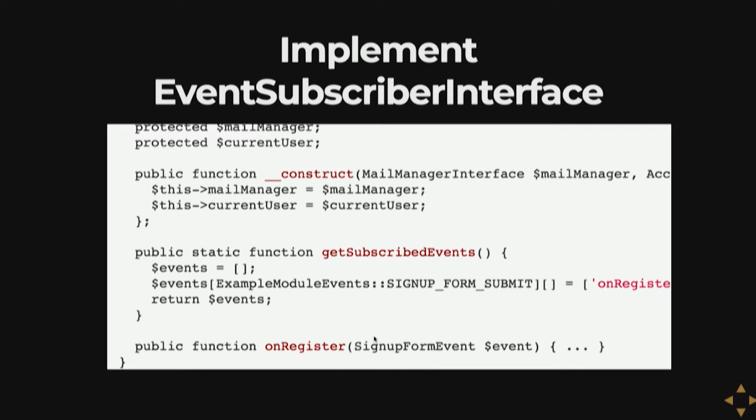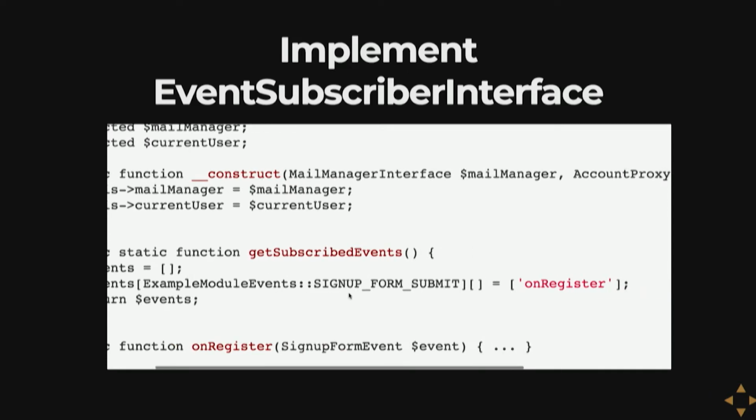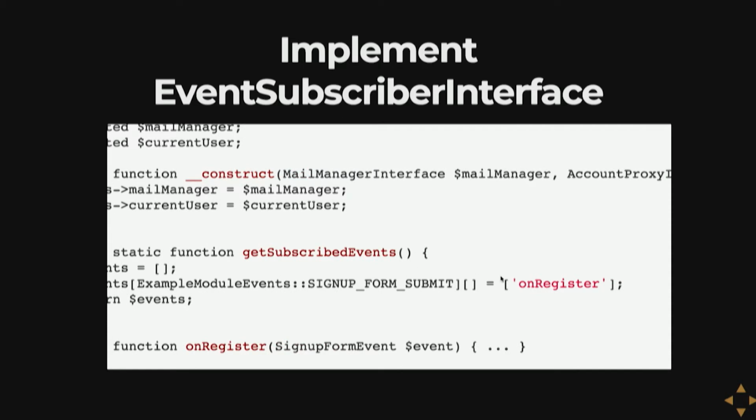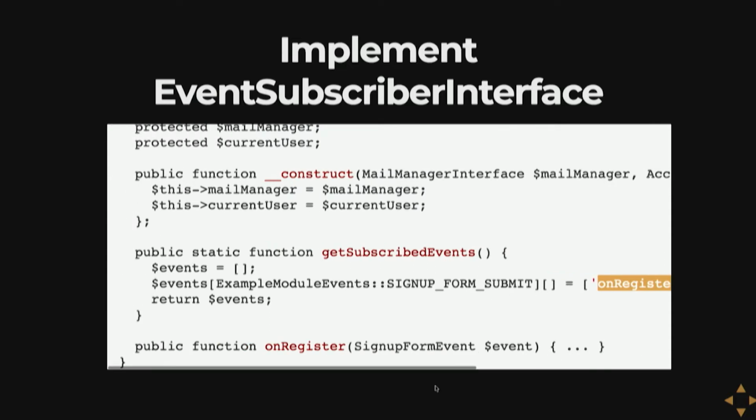So what we do is we return an array keyed by the event name. So this is the constant that we created before, and we're just going to pass an array of arrays, of a method name. So this is going to be used as a callable. So when the event happens, the event dispatcher already knows that we've subscribed to this event, so it's going to call this method. It's going to call onRegister, which is hidden down here at the bottom of the form.